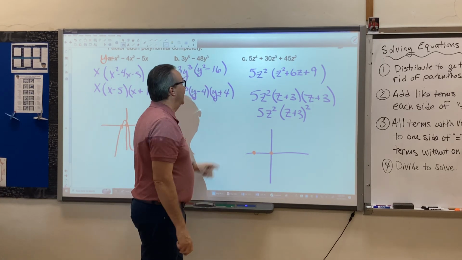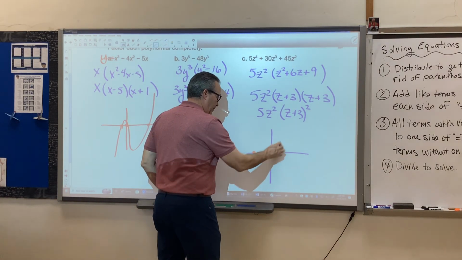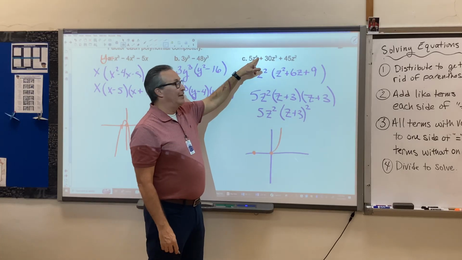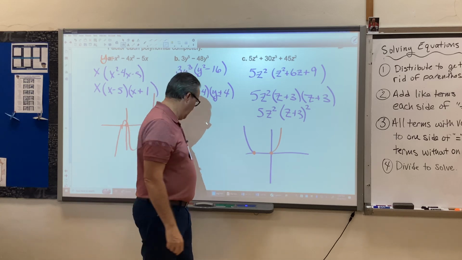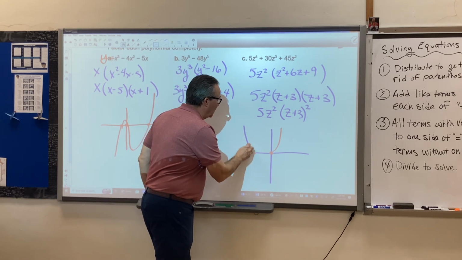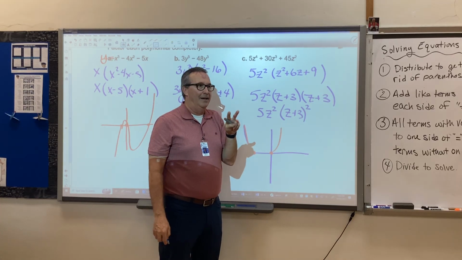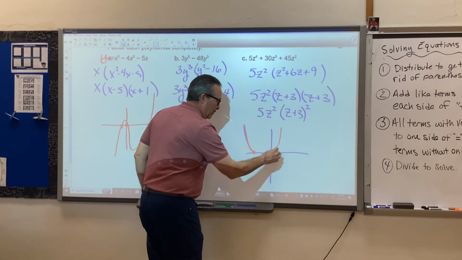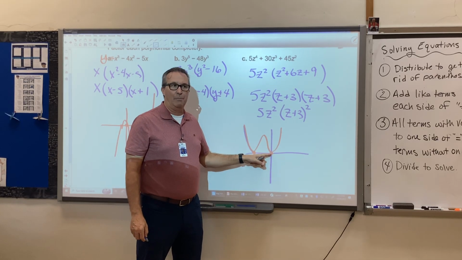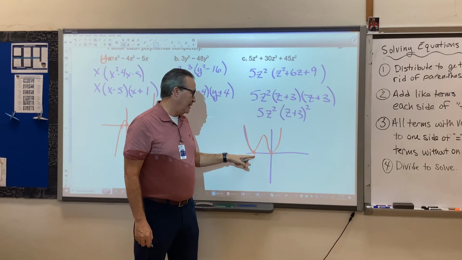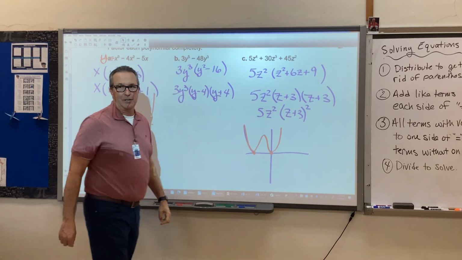Because the leading term is positive, the right side goes up, and because the leading term is even, the left side goes up as well. But since the multiplicity on both of these zeros is 2, an even number, it does not go through the x-axis. So it does this. Touches the x-axis at one point, goes back up. Touches the x-axis at one point, goes back up. And that's what it looks like.